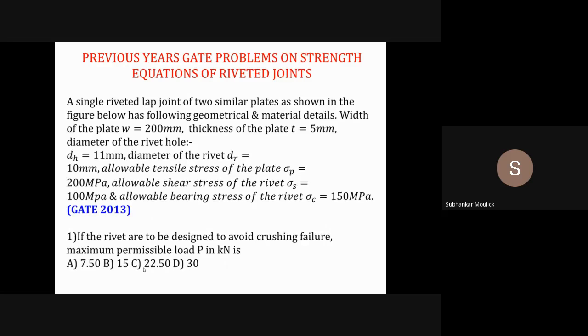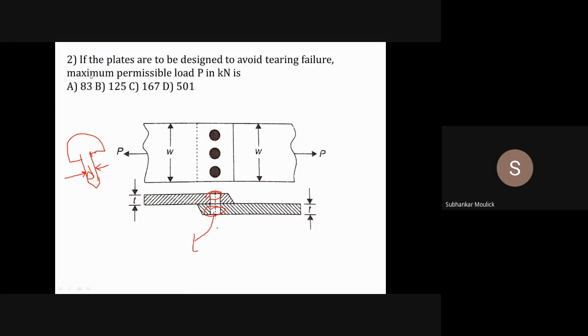The only thing is that you need to remember the formula, and in that formula, you have to remember what D is, what N is, what T is. And accordingly, you have to substitute. Similarly, the second problem is, if the plates are to be designed to avoid tearing failure. Tearing failure means tensile failure. And what will be the maximum permissible load P in kilonewton?